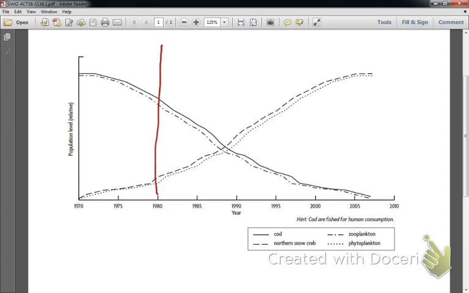Once you get done summarizing that, go ahead and pick a later point. I want everyone to do the same one this time. Let's go with 2000. So go ahead and write down year 2000 and then describe what's going on here. It's the opposite. So describe it as the number of zooplankton and cod are going down. The number of northern snow crab and phytoplankton are going up.